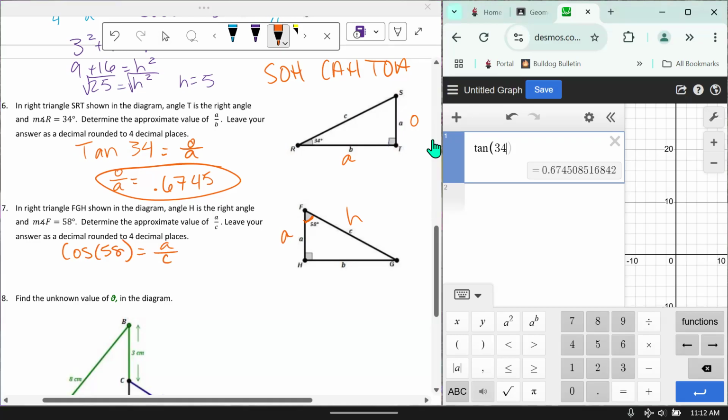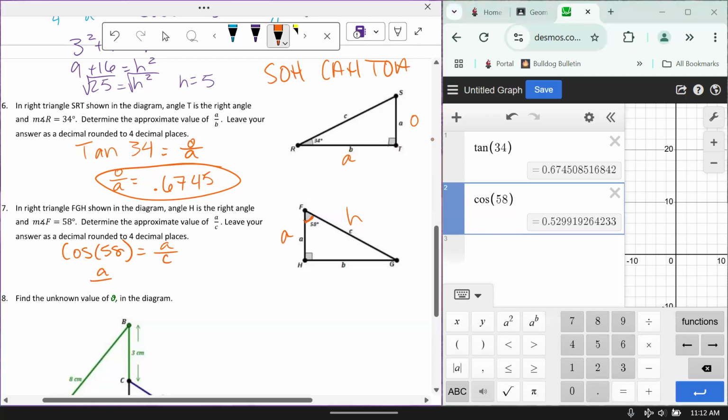Okay, so plug that in. We do the cosine function of 58, close our parentheses. That would give us, to the fourth decimal place, A over C equals 0.5299.